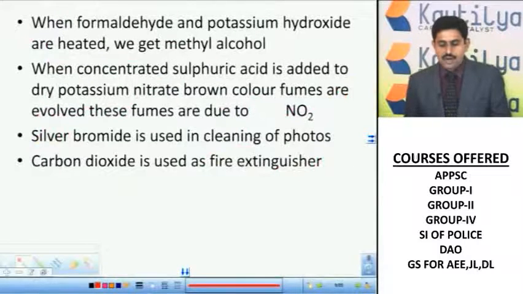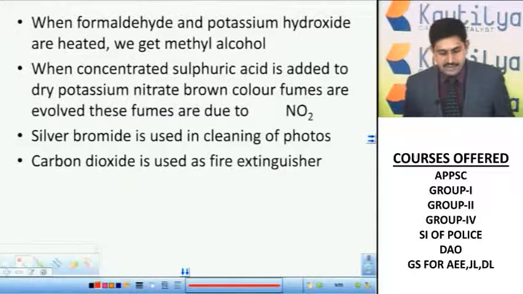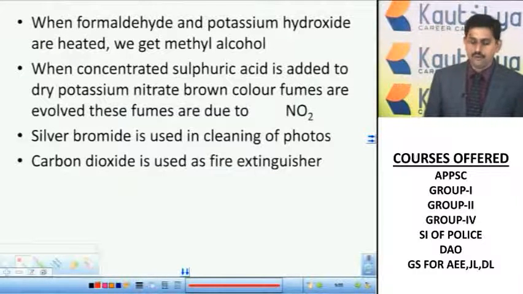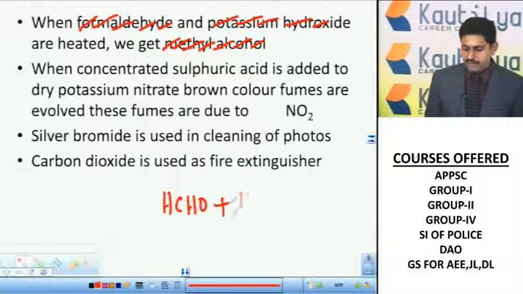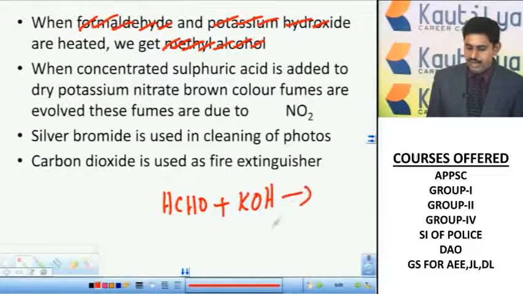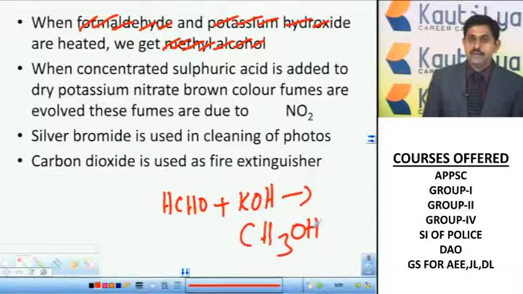The next one, formaldehyde and potassium hydroxide. This is very important. Formaldehyde and potassium hydroxide, when heated, give methyl alcohol. How will you get methyl alcohol? Many processes may be there, but formaldehyde is an aldehyde, and when formaldehyde, HCHO, is reacted with potassium hydroxide, we get a product called methanol, or methyl alcohol. Methyl alcohol you get from formaldehyde and potassium hydroxide.